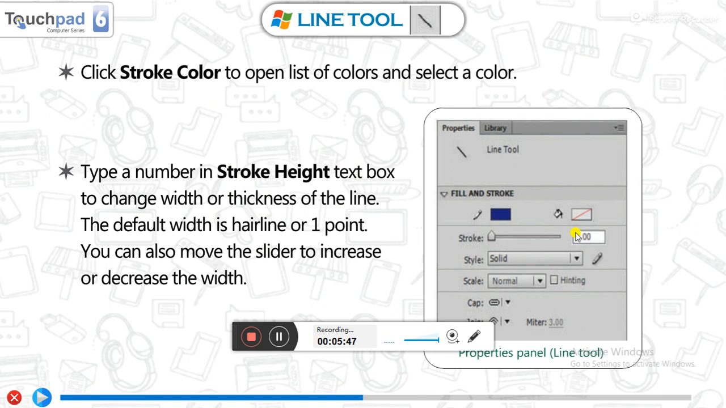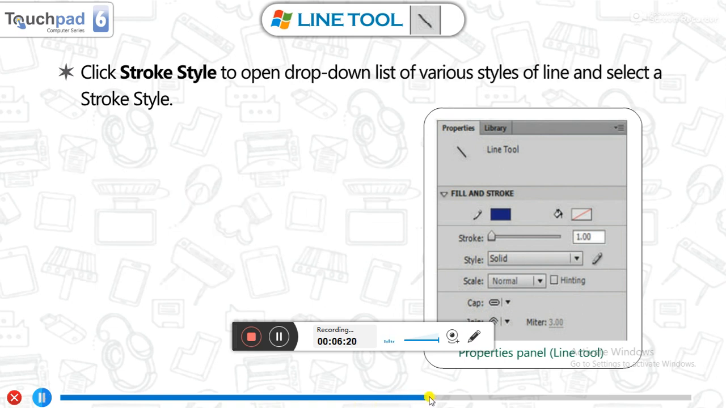See here, given the property stroke color. When you click on this option, the stroke color dialog box appears. From here you can change the style of the line, scale, cap. There are many options given. One by one you can apply all these options as you require.